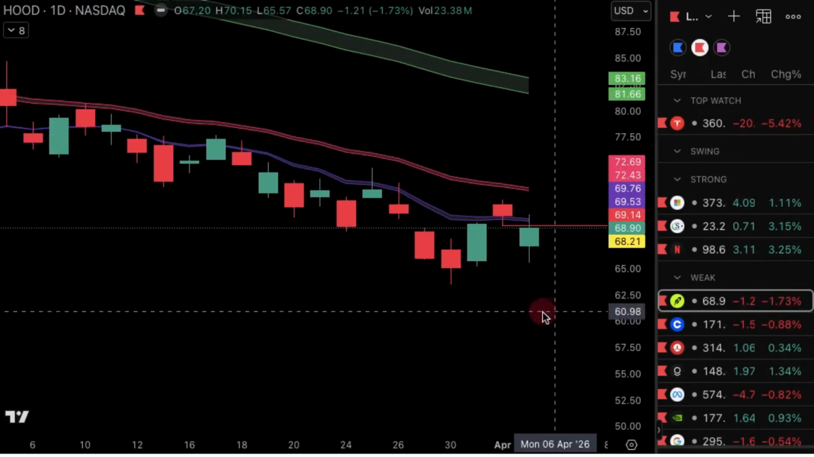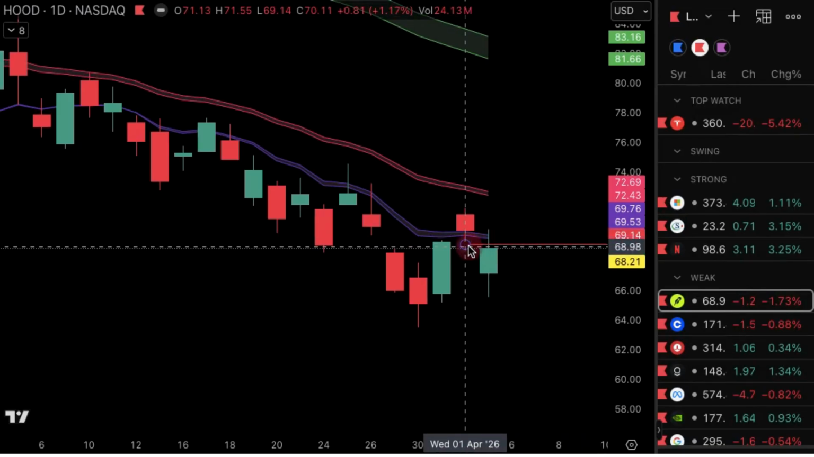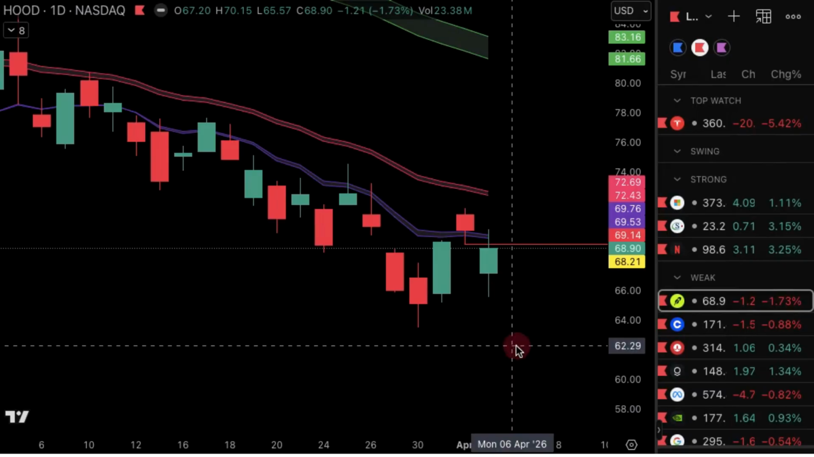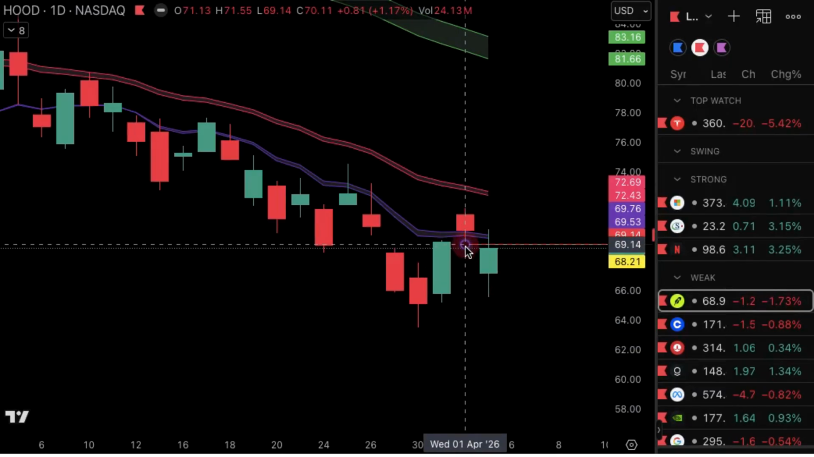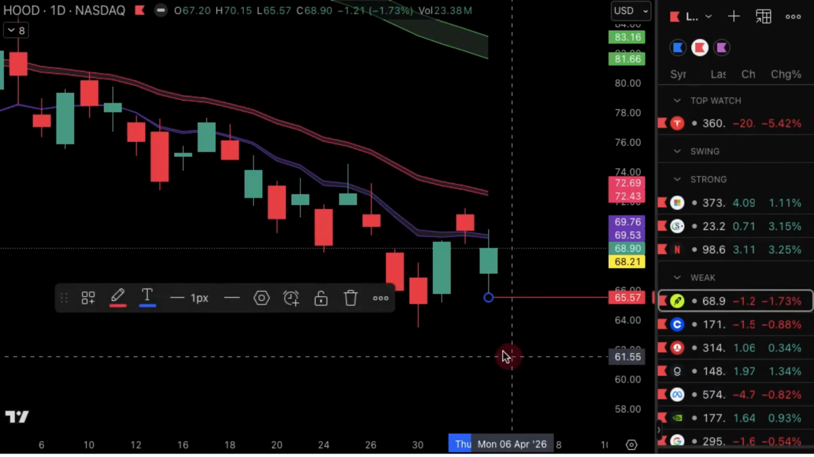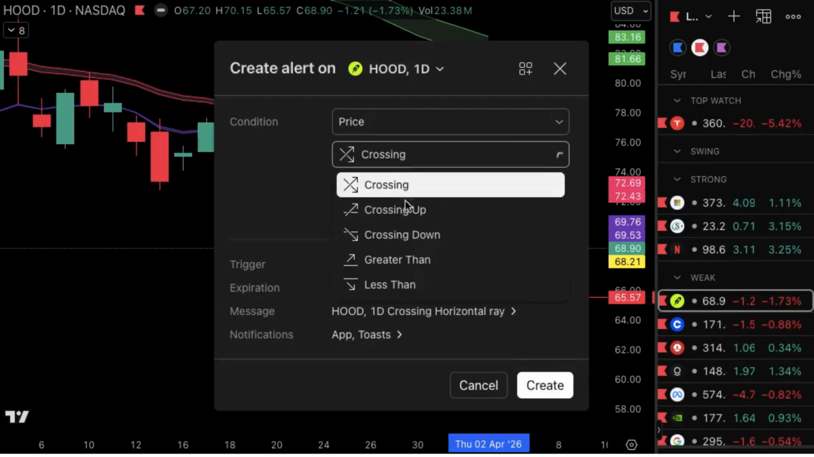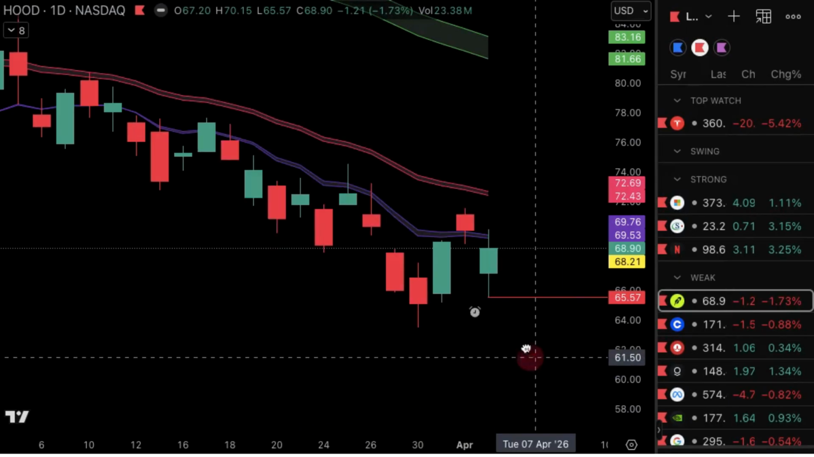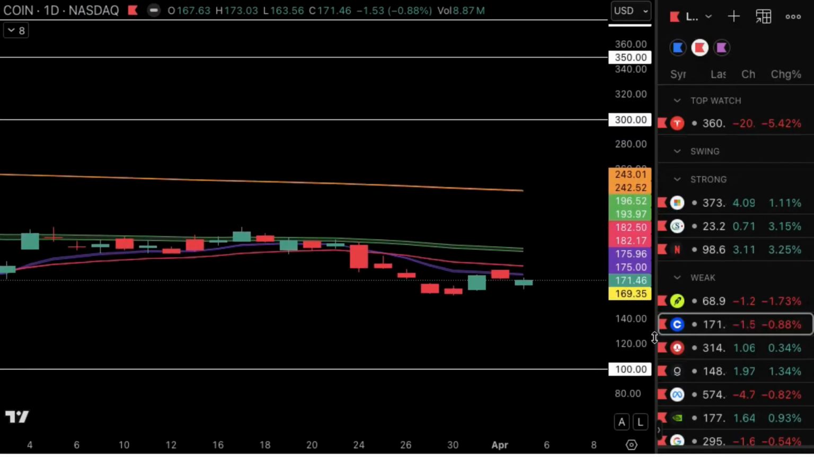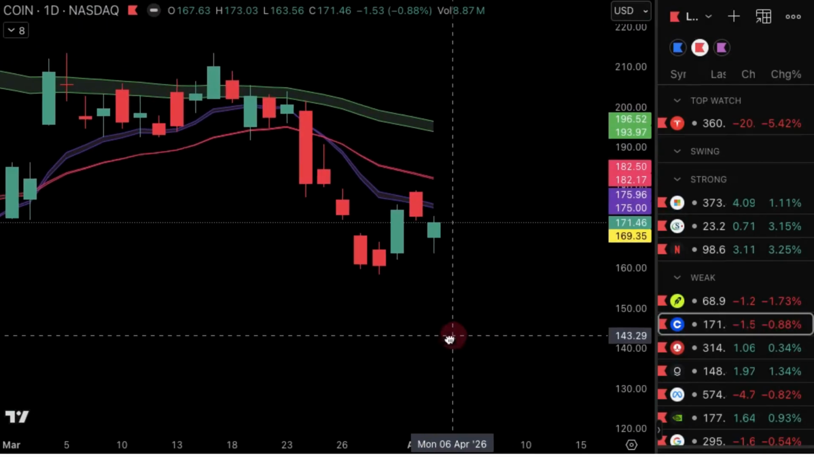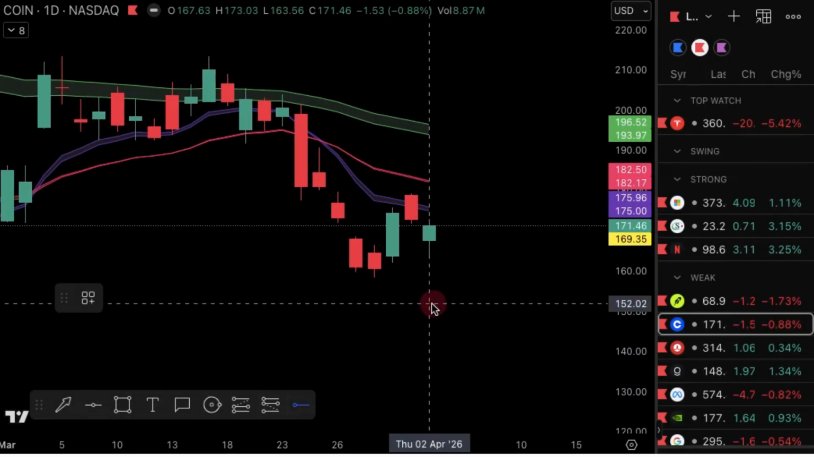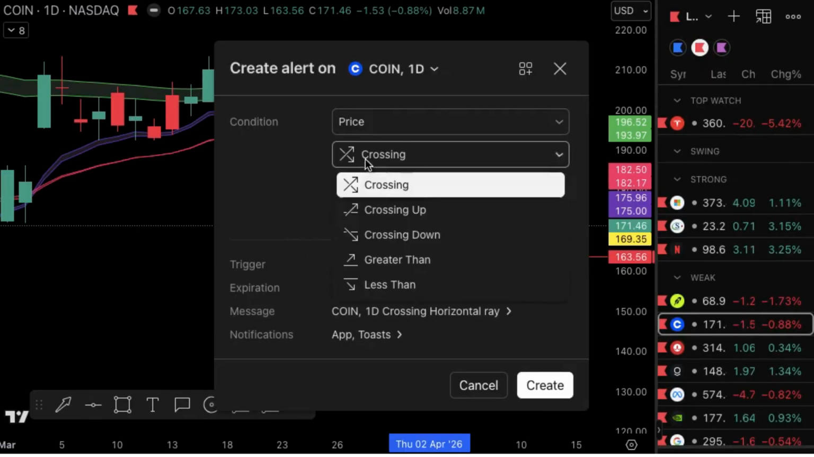Hood, under all the EMAs. I had this level marked, had this previous day low level marked. We did break below, but it didn't give me any entry points, so I did not take this trade on Thursday. But you can see that it broke previous day low. So now what I'm looking for is another break of previous day low. Coin, again, kind of similar to Hood. I'm going to look for a break of previous day low here.